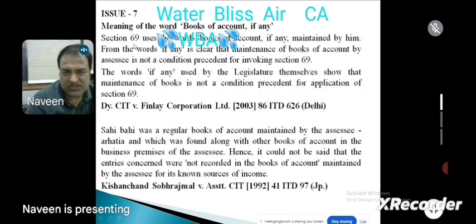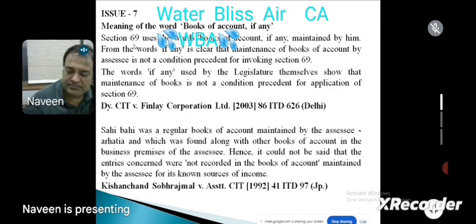Now, issue number 7. What do you mean by books of accounts, if any? Section 69 uses the words books of accounts, if any, maintained by him. From the words if any, it is clear that the maintenance of books of account is not a condition precedent for invoking Section 69. The words if any, used by the legislature themselves show that the maintenance of books is not a condition precedent for application of Section 69.